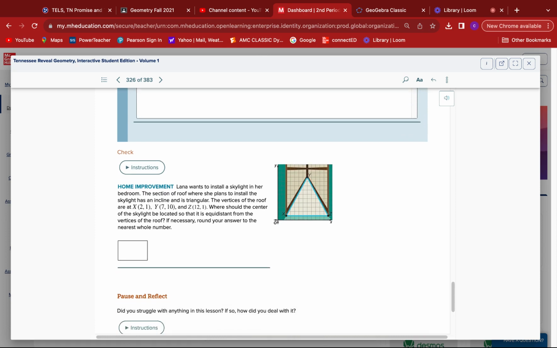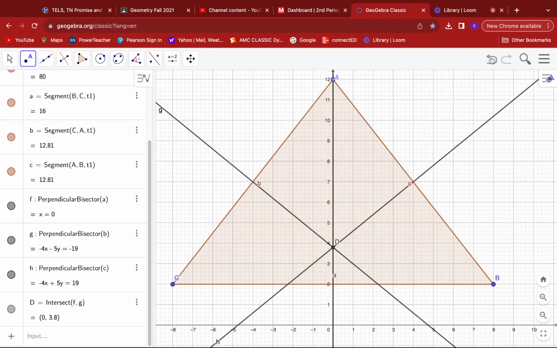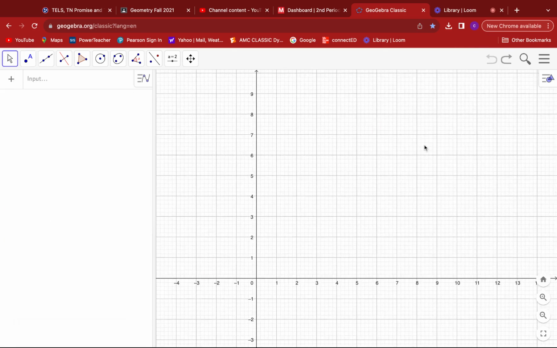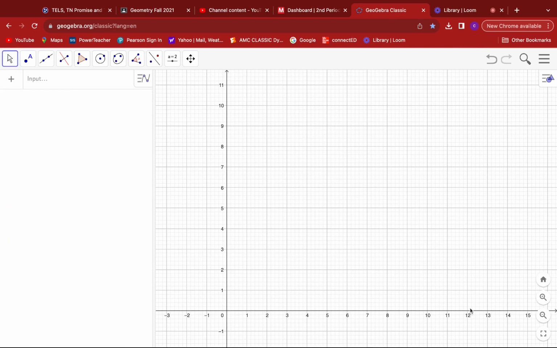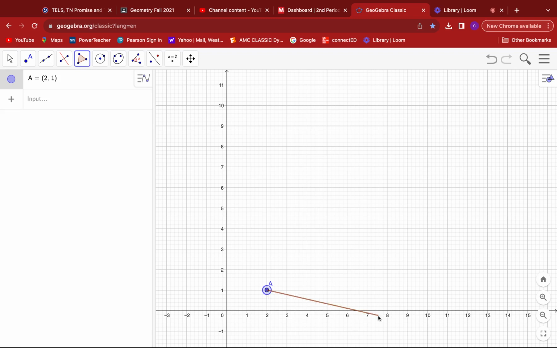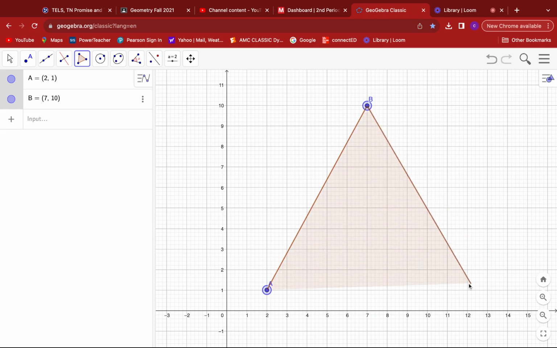So I'm going to do the exact same thing. I'm going to put my vertices at 2, 1, 7, 10, and 12, 1. So I'm going to clear this out. I need to move this so it goes as high as 10 and as wide as 12. Go to Polygon. First one is at 2, 1. Then 7, 10. And 12, 1. And back to the first.